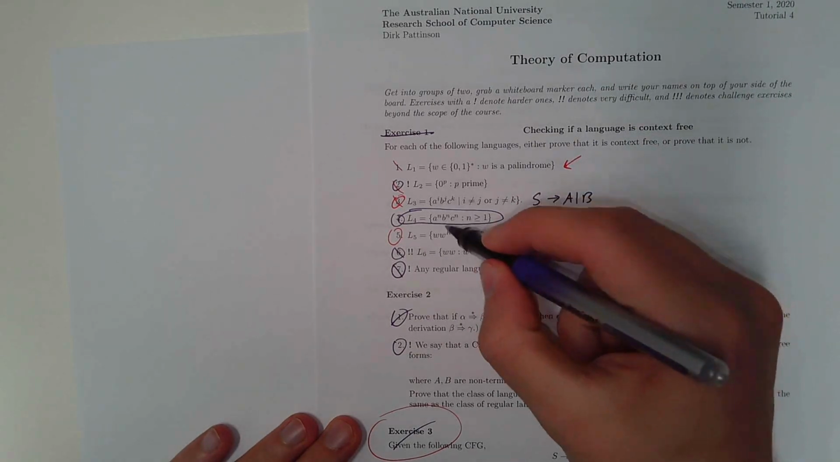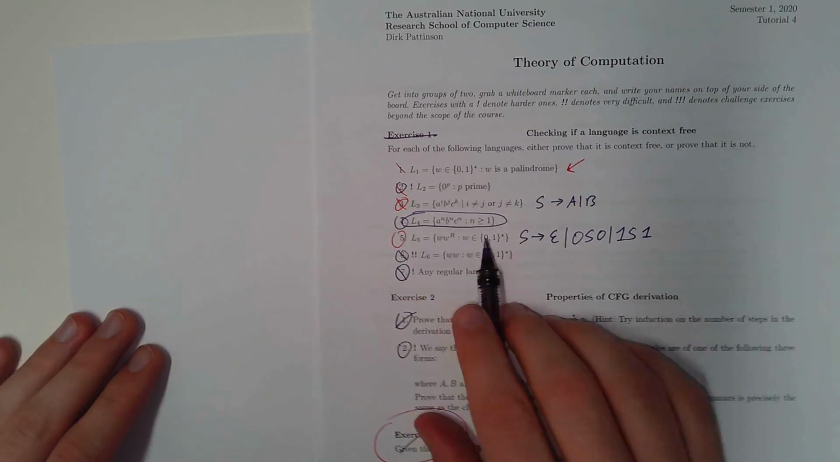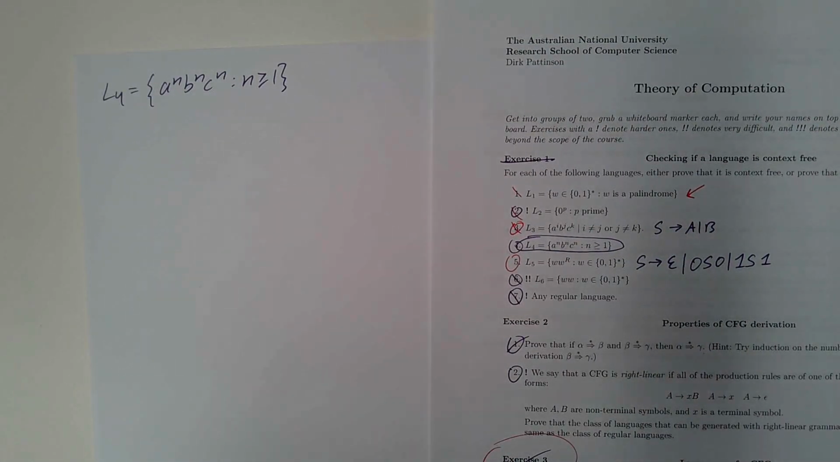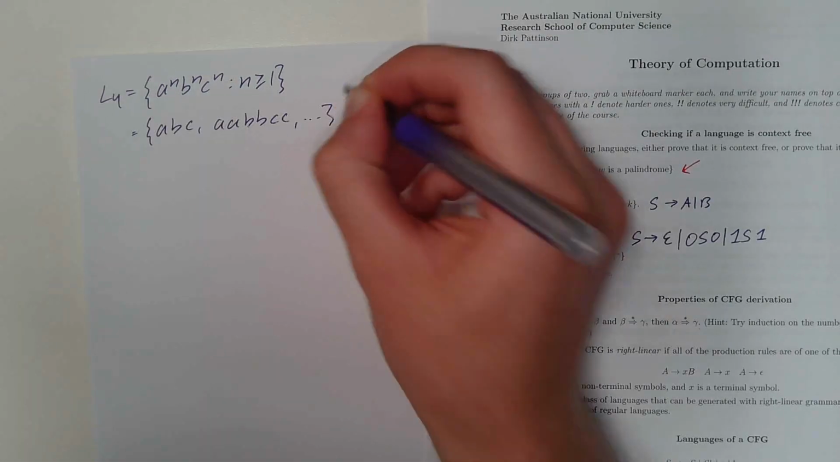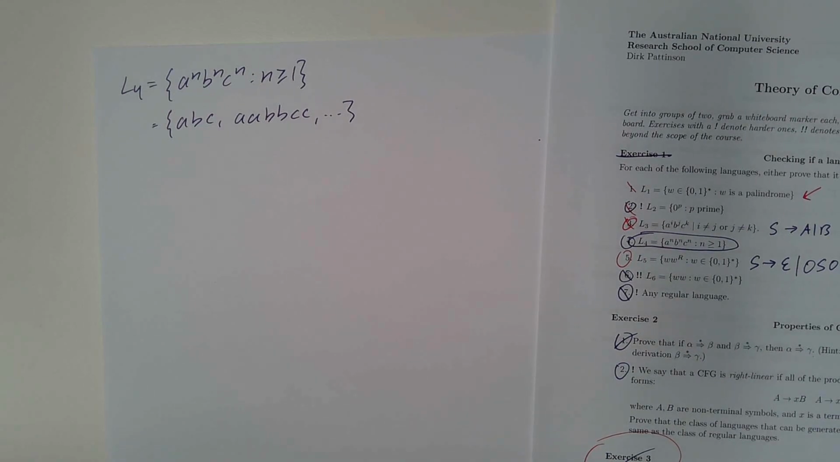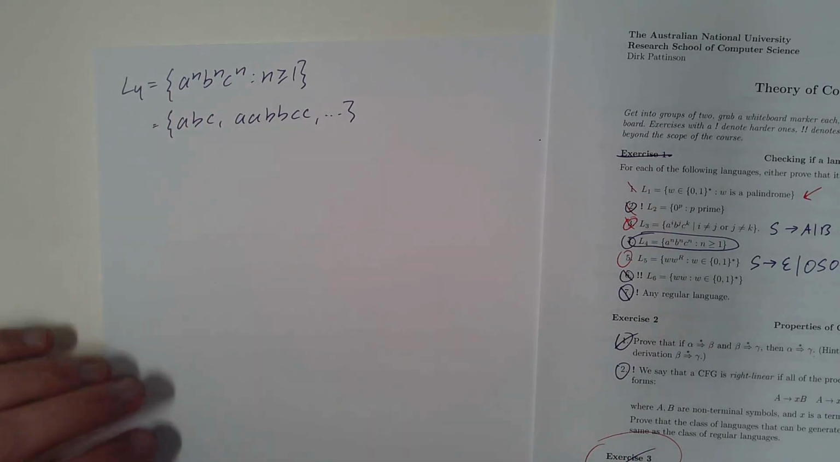So here's the language I'm going to pick. I'm going to pick L4. And what was L4? It's the set of all strings of A's, then B's, then C's, where there's the same number of A's and B's and C's, and there's also at least one of each of them. Something like this. So we have to try and find two languages that are context-free, such that if we intersect them, we can get this thing here.